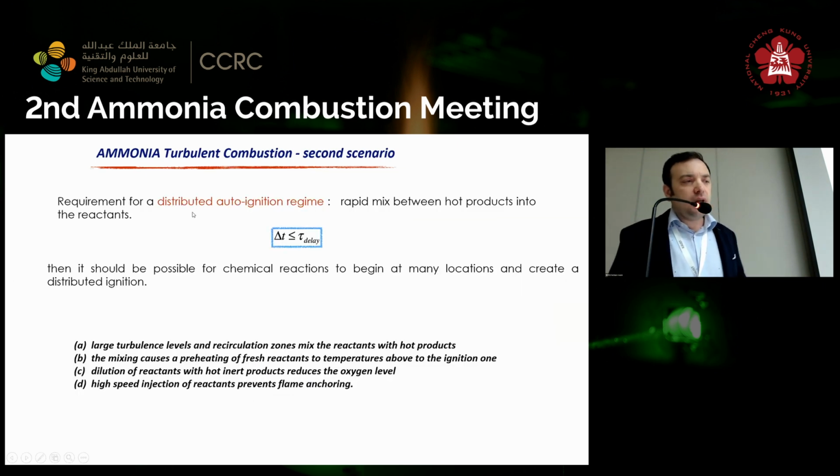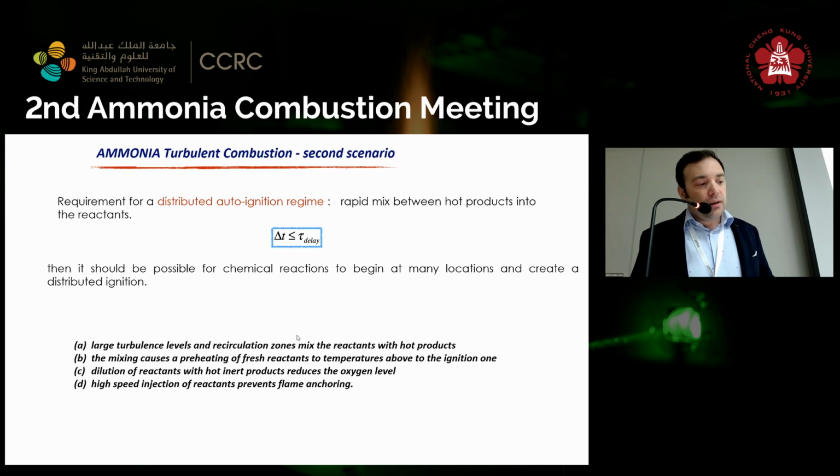So the requirements for this distributed ignition regime are mainly the rapid mixing between hot products and reactants. We need to do it in a shorter time than the ignition delay, and of course we need a large turbulence level with the recirculation zone mixing with the hot products. This is necessary because we need to preheat above the auto-ignition temperature, and the dilution of the reactants with hot inert products reduces the oxygen level, but at the same time we need high-speed injection of reactants to prevent the flame anchoring. Otherwise, of course, we can obtain different conditions that are closer to a flame-like behavior.